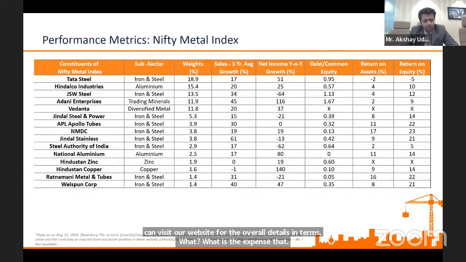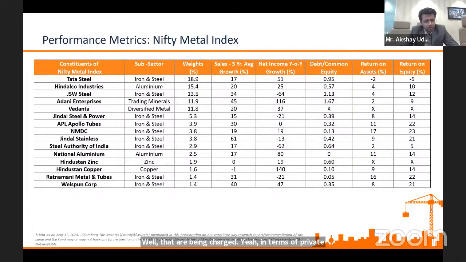In terms of private and public exposure, as I said, there are close to 13 companies that are private, and 2 are PSUs. Sorry, 3 are PSUs and 12 are private: NMDC, National Aluminium, and Steel Authority of India.